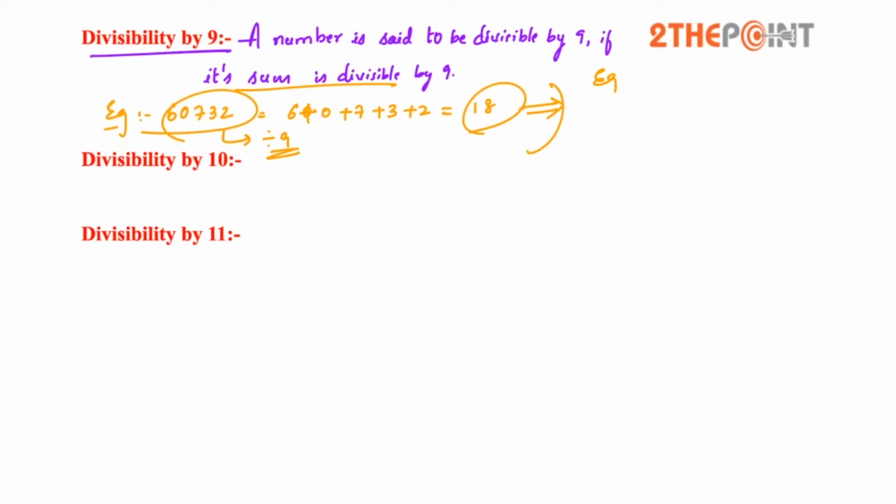Let's take the other example, 68956. The sum of these digits is 34, which is not divisible by 9, and hence this number is said to be not divisible by 9.